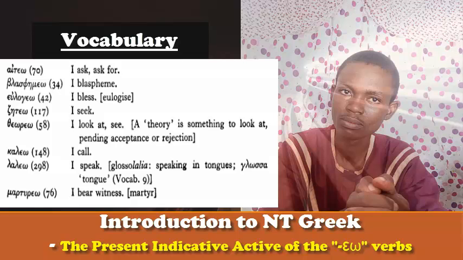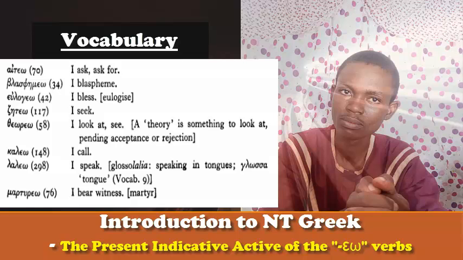Aiteo. That is aito in the contracted form. The word means I ask or I ask for. The next. Blasphemeo. So in the contracted form, that will be blasphemo. That means I blaspheme. The next. Eulogeo in the contracted form will be eulogo. That is, I bless.